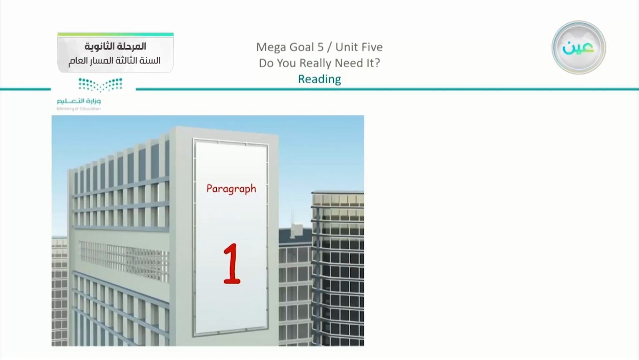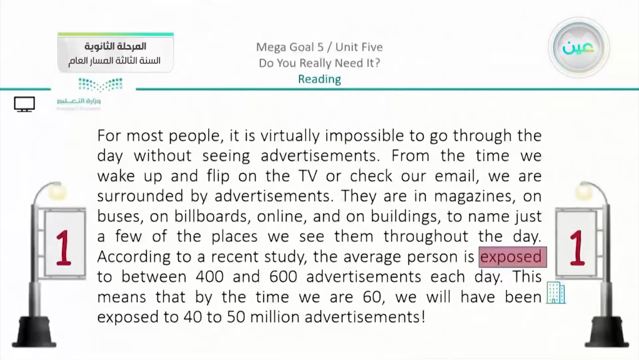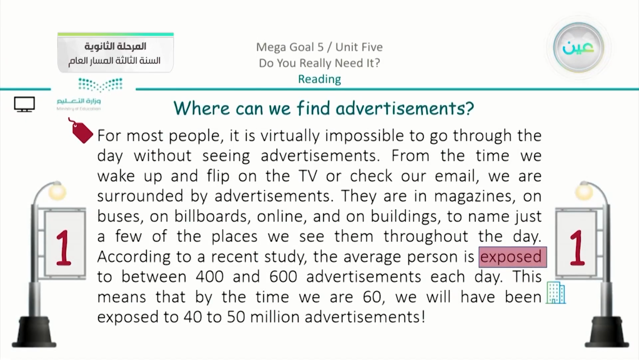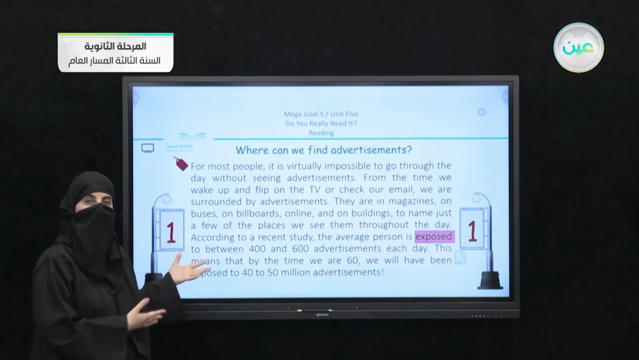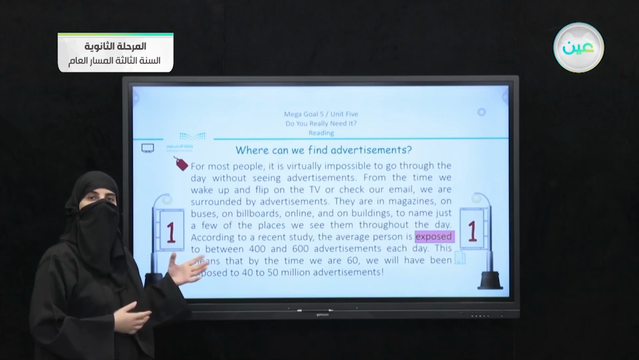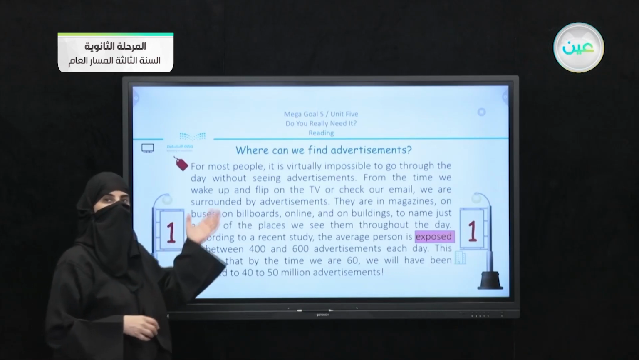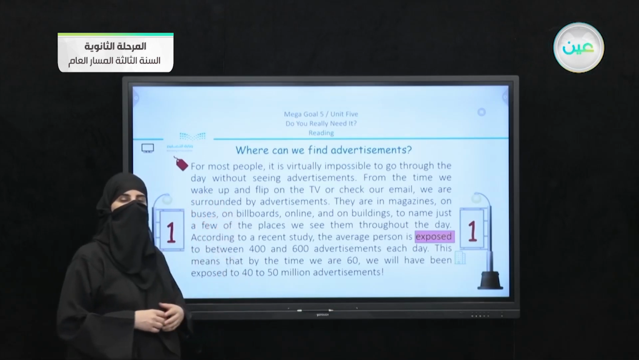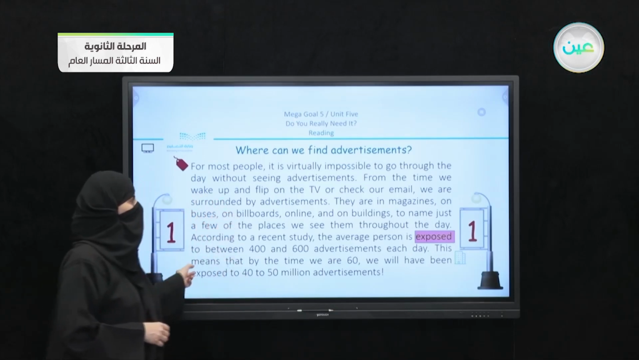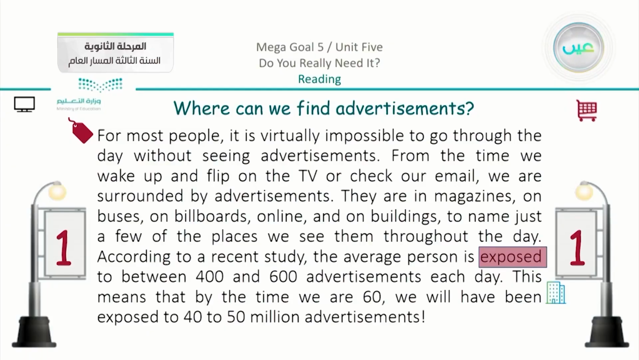Now we're going to start with paragraph number 1. As I told you, you are going to see what the main idea is here, what the main topic is in the paragraph. You can find the main idea at the very beginning or even at the end. We have also the question, where can we find advertisements? So start searching. We have the question, where can we find advertisements?